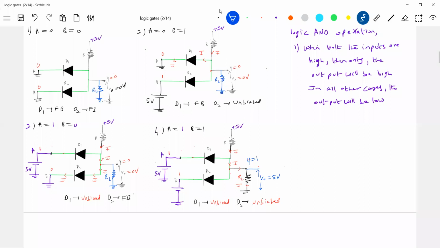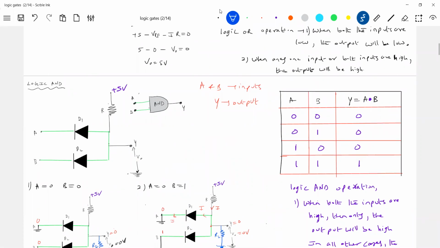So is it fine? Okay, the logic AND operation. What is that? When both the inputs are high, then only the output will be high. In all other cases, the output will be low. And how do we represent that logic AND gate? This is a gate. This is the circuit symbol. Hereafter, we need not draw all these things. You need not draw all these resistors, everything. Straight away, just draw this symbol. This will be enough.